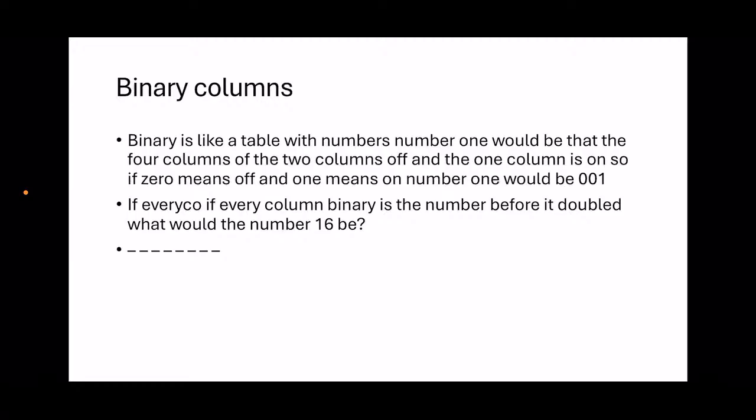So if we take this example, how do we make 16 in binary? Let's say I wanted to make 3. That would be 0, 1, 1: off in 4, on in 2, and on in 1. So using that method, how are we going to make the number 16? I'll give you 30 seconds.